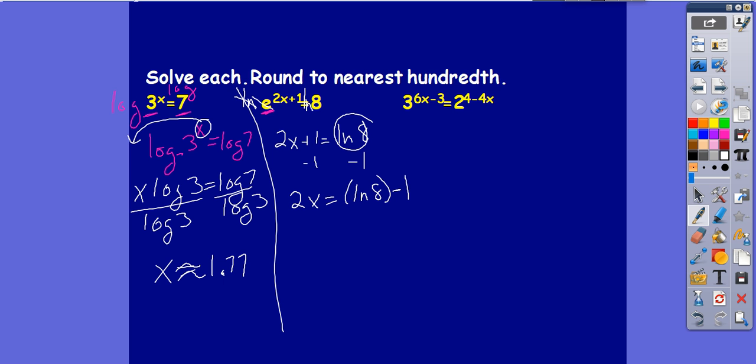Now that is not the natural log of 7, okay? Do not subtract into the natural log. It doesn't work. And then divide by 2. And x is equal to the natural log of 8 minus 1 over 2. So you put that in your calculator, and you get that x is approximately equal to 0.54.